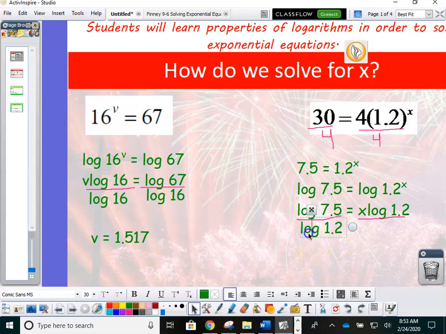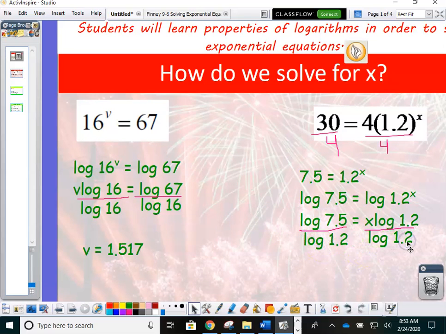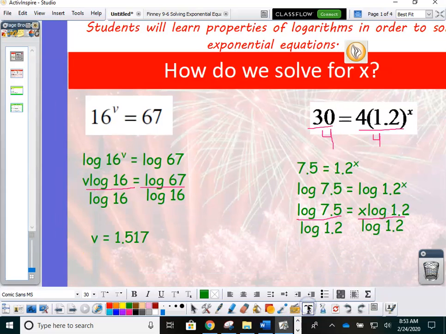And then we just type that in our calculator, making sure to close the parentheses on the 7.5. And we got 11.0513, so 11.051, bam.